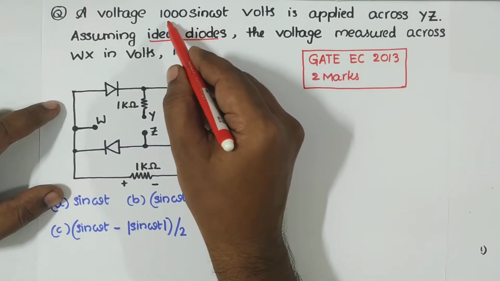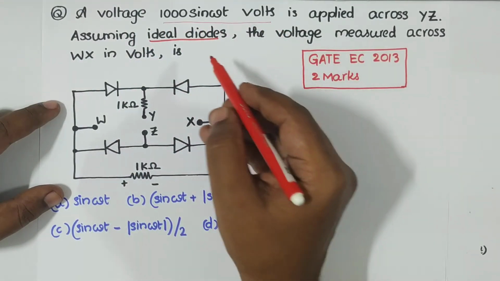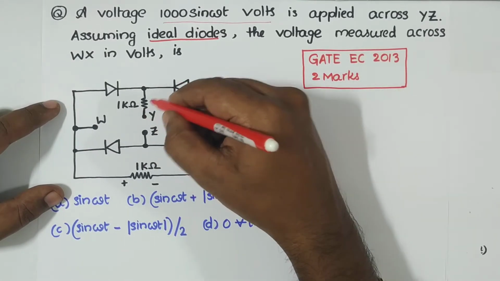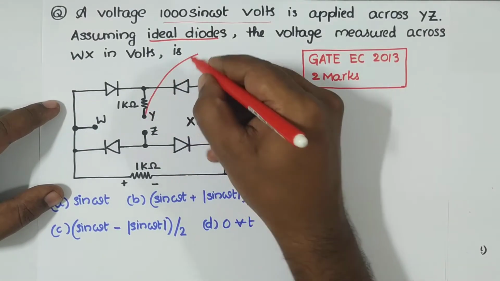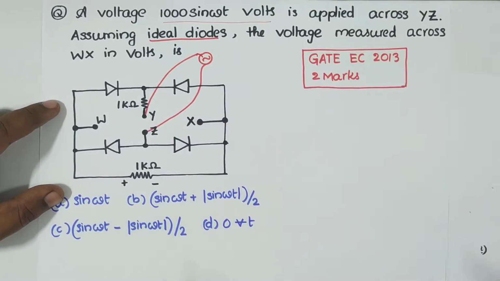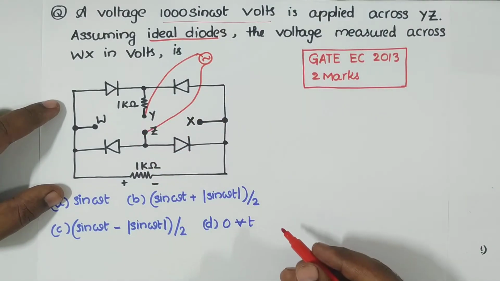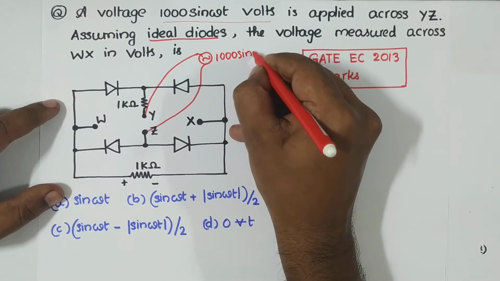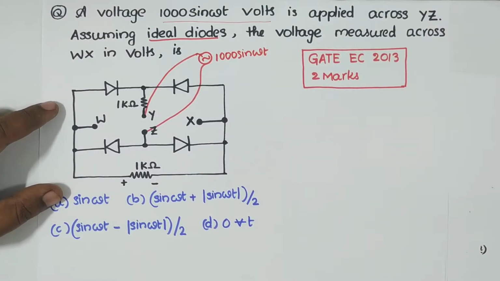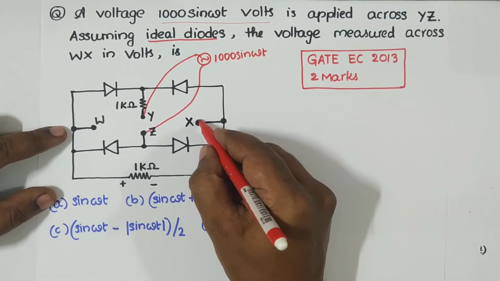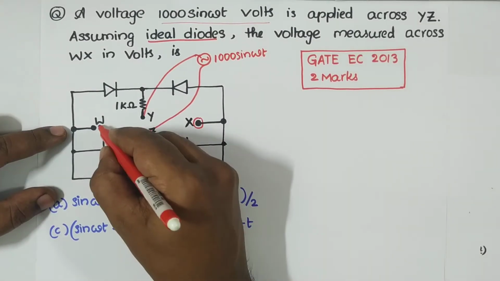A voltage 1000 sine omega t volts is applied across YZ. Let me apply an AC voltage across these terminals YZ, and this is 1000 sine omega t. Now assuming these ideal diodes, the voltage measured across WX, the voltage measured across these 2 terminals, he is asking now.